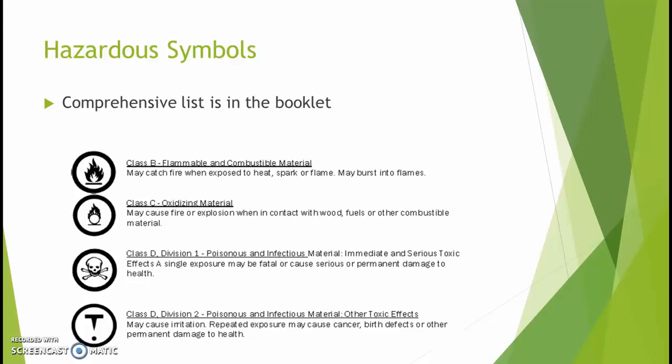Flammable materials. There isn't much that we have in the classroom, but you should know the symbol for flammable materials. Class C oxidizing materials have a similar symbol with an O incorporated into the symbol. Poisons, no great shock, the symbol there. But you may not be familiar with the Class D Division 2 symbol for toxic materials. And this is where solder lies.